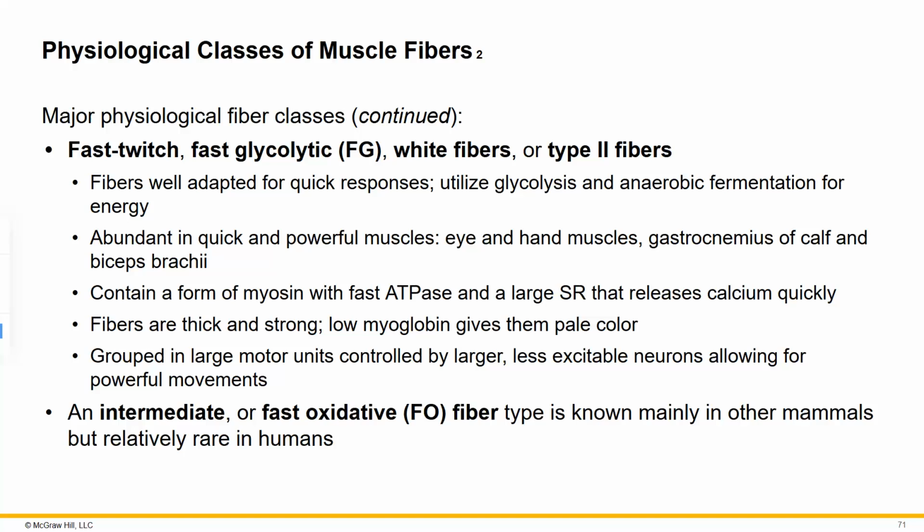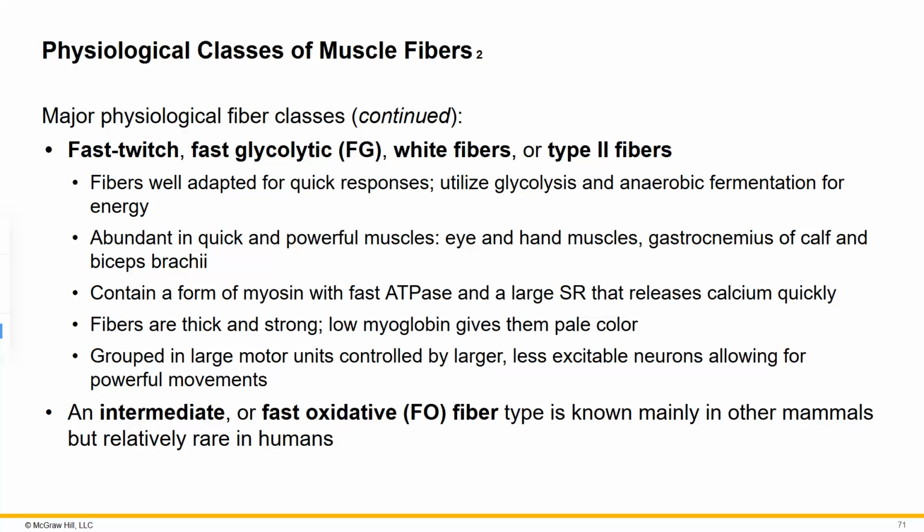Fast twitch or fast glycolytic white fibers are well adapted for quick responses and utilize glycolysis and anaerobic fermentation for energy. They're abundant in quick and powerful muscles, such as eye and hand muscles, the gastrocnemius of the calf, and biceps brachii. They contain a form of myosin with fast ATPase and a large sarcoplasmic reticulum that releases calcium quickly.